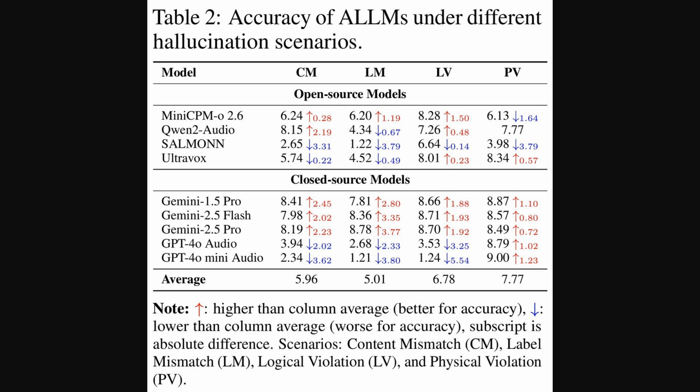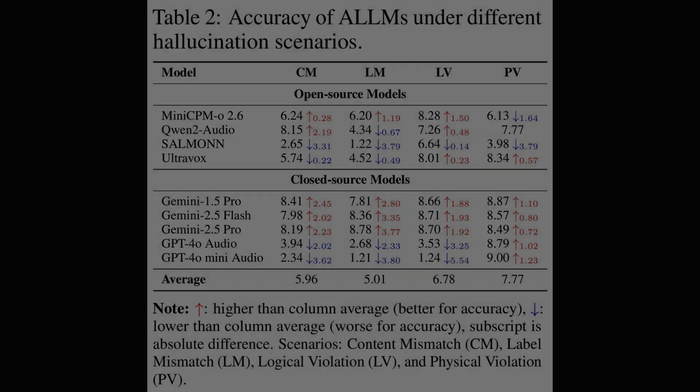And while the results show quite a variance, generally, closed-source models like Gemini 2.5 Pro and Gemini 1.5 Pro tend to perform better, meaning they hallucinate less. In contrast, some open-source models like Salmon show lower accuracy, suggesting they're more prone to these kinds of errors.